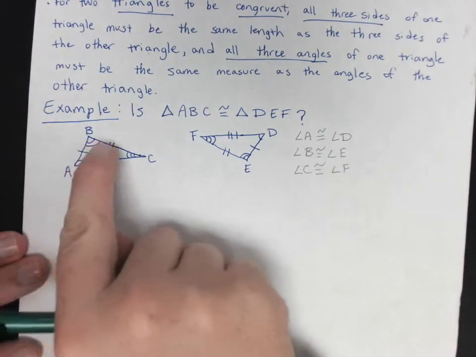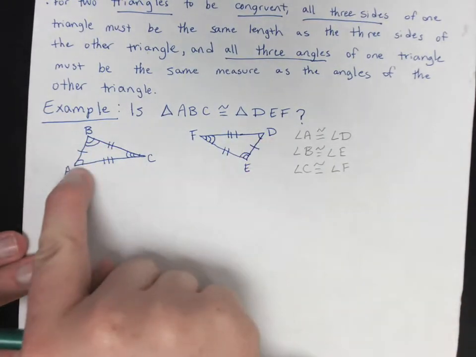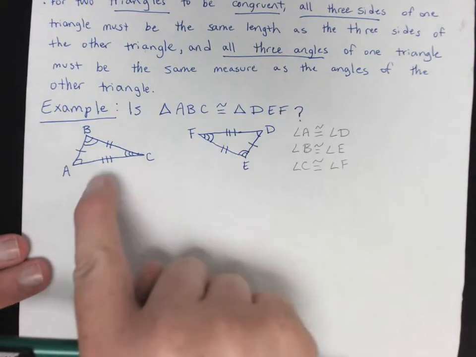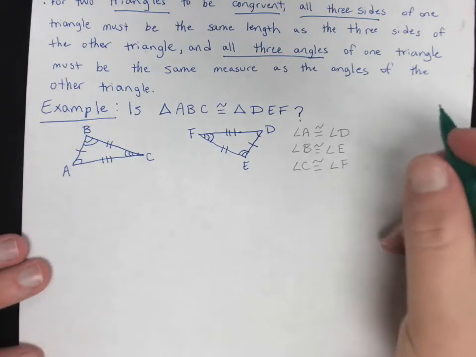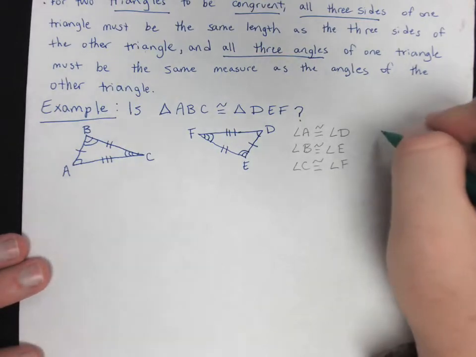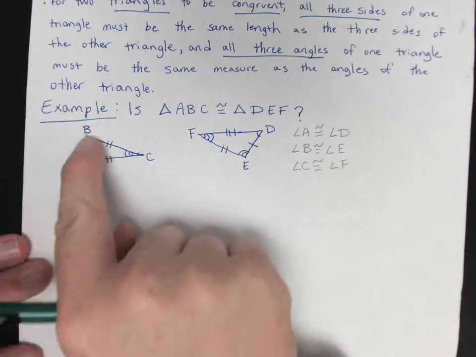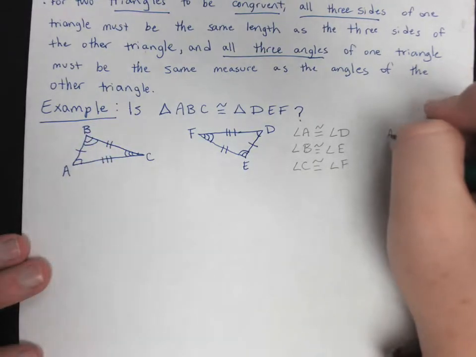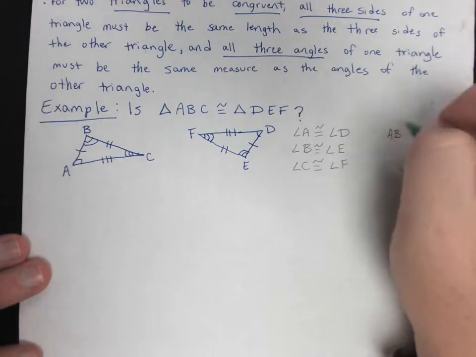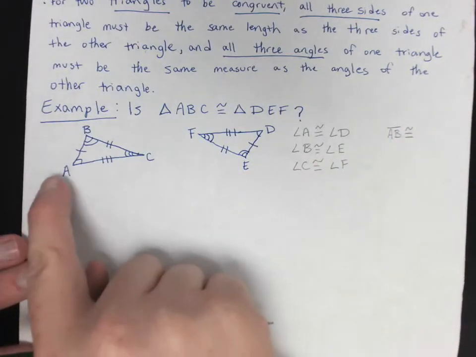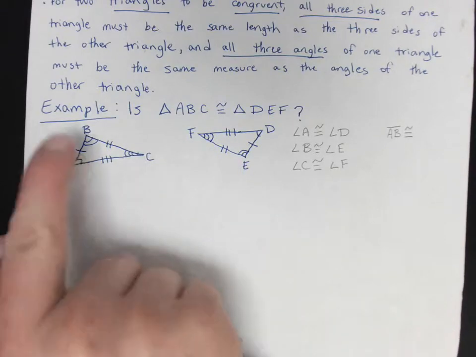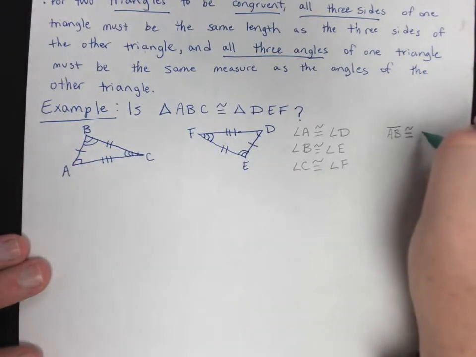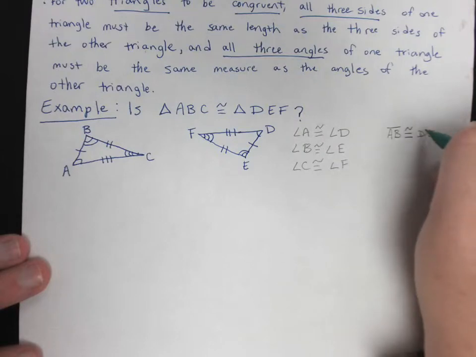So these little arcs help us match them up, right? Angle A has one arc, angle D has one arc. So those two angles are congruent. Next, let's look at the sides. Let's take the first side over here. I'm just going to go kind of in order here, alphabetical order. So AB, side AB. Is that segment congruent to a segment over here? So notice there's one hash, there's one hash. So that's the same as DE.